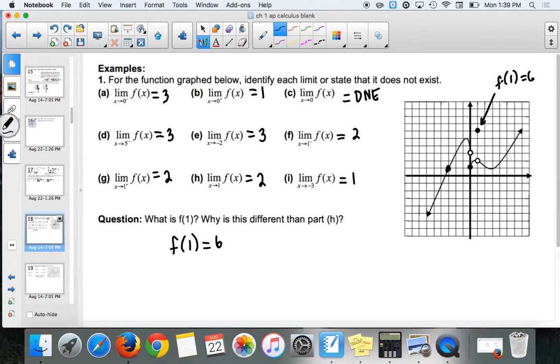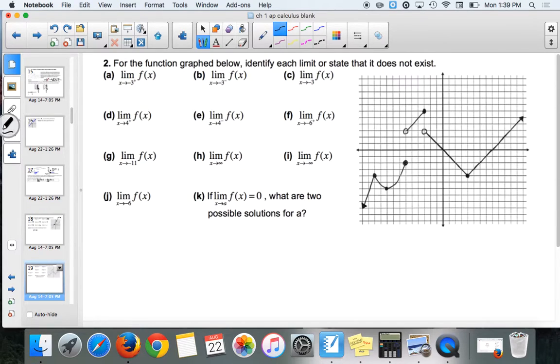So why is it different? A limit does not have to be a filled in point, right? So the limit is the y value that you get closer to as you plug in like 1.1, 1.01, 1.00001, right? Or 0.9, 0.99, 0.99999, right? So it's very different. Okay.